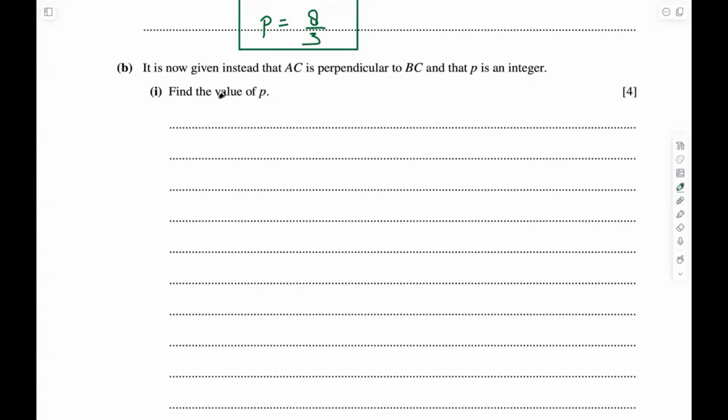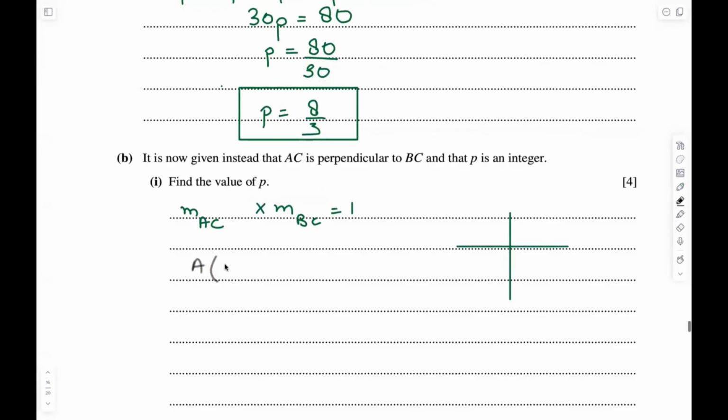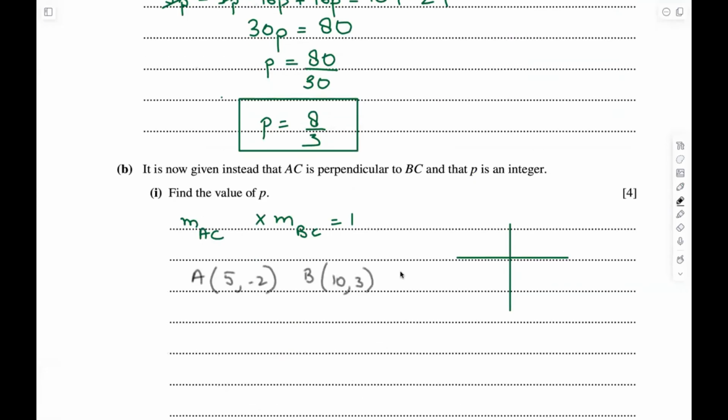In part B, it is given instead that AC is perpendicular to BC and that p is an integer. We have to find the value of p. Now, if two lines are perpendicular, if you multiply the gradients, that is equal to minus 1. So we can multiply the gradient of AC and the gradient of BC, and that will be equal to minus 1. We know that the coordinates of A are 5, minus 2. The coordinates of B are given as 10, 3. And the coordinates of C are 2p, p.